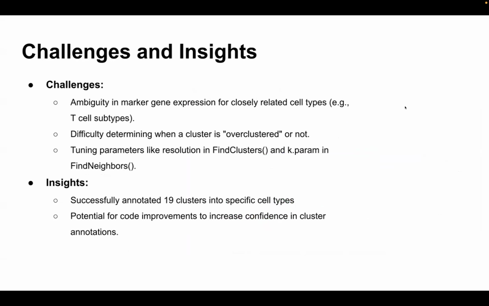I just wanted to go over some challenges. One that I faced was ambiguity in marker gene expression of some clusters, especially for closely related cell types like different subtypes of T cells. Another was determining whether a cluster was overclustered or not. To address this, I tried to play around with parameters like resolution in FindClusters and k.param in FindNeighbors to ensure that the clusters had biological meaning. But despite these challenges, I was able to annotate all of the 19 clusters I identified. But I still think there's room for improvement in my code.